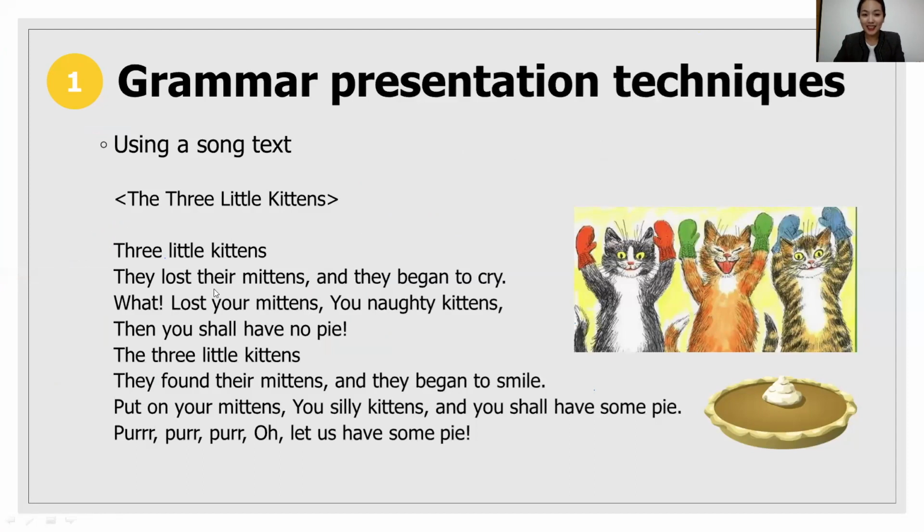Three little kittens, they lost their mittens and they began to cry. What? Lost your mittens, you naughty kittens, then you shall have no pie. The three little kittens, they found their mittens and they began to smile. Put on your mittens, you silly kittens, you shall have some pie. Oh, let us have some pie.